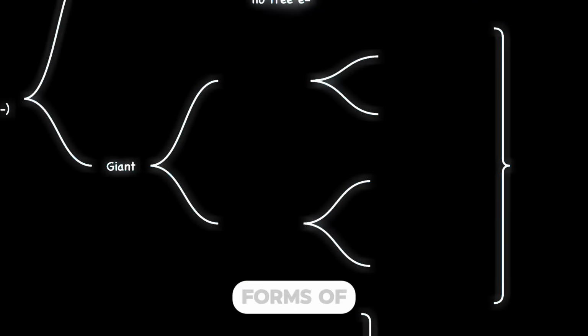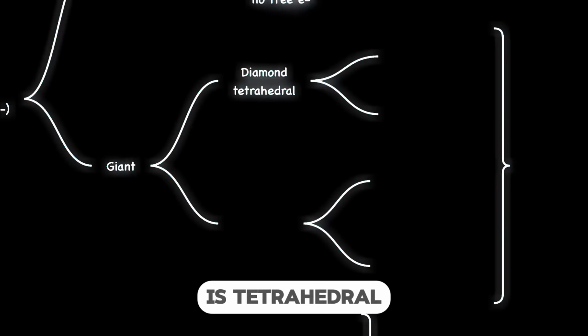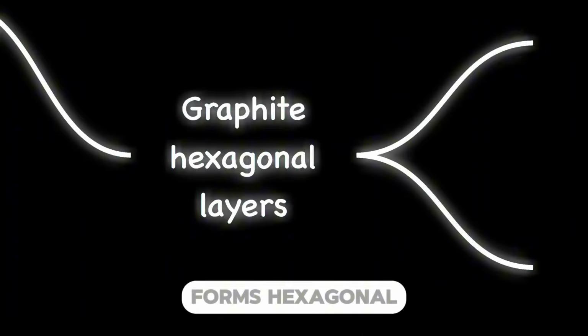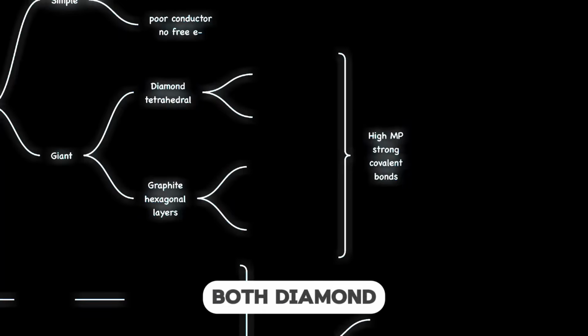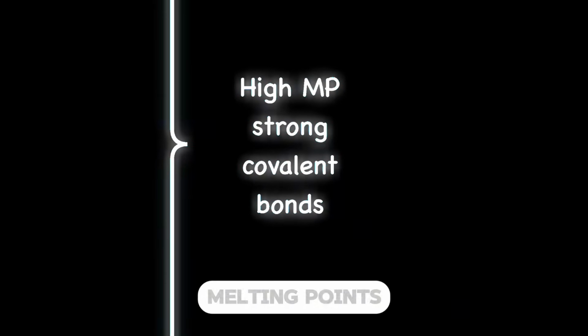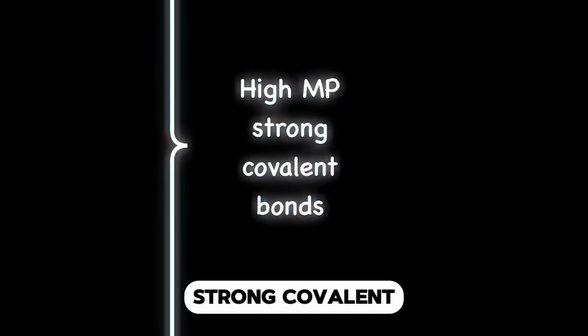There are two main forms of giant covalent molecules. First, it's diamond, which is tetrahedral. Second is graphite, which forms hexagonal layers. Both diamond and graphite have high melting points due to strong covalent bonds.